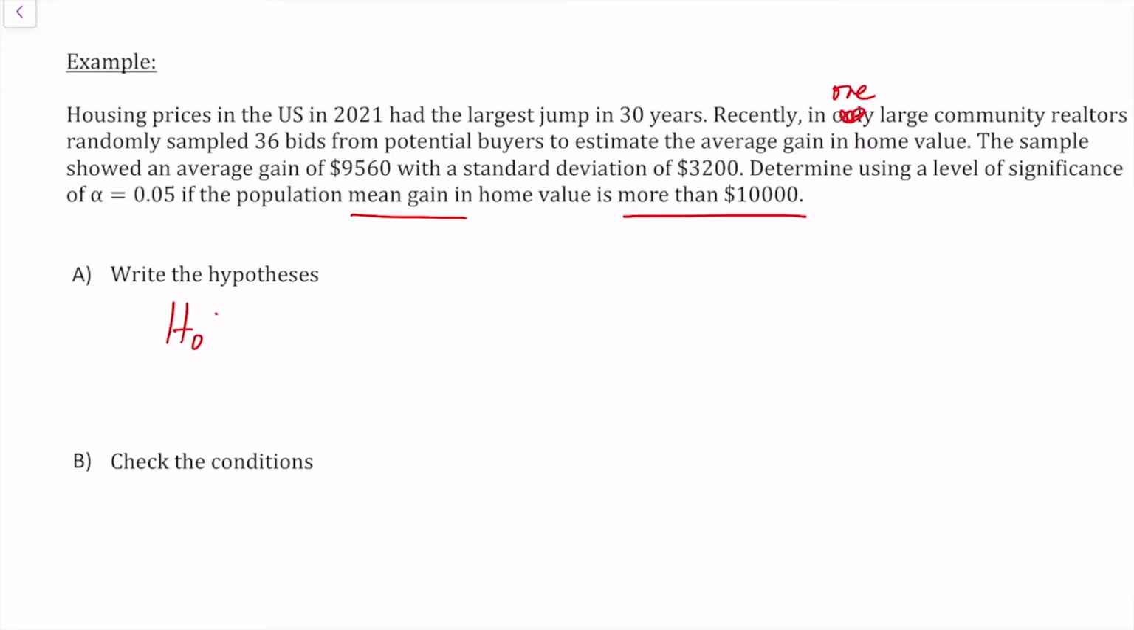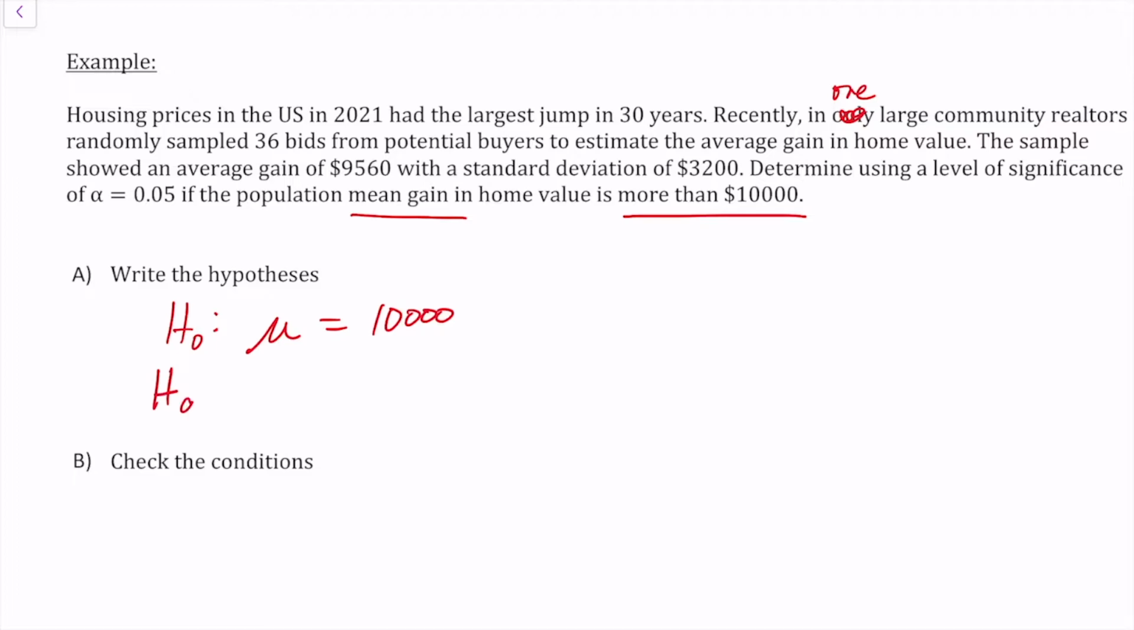So that means our null hypothesis will include the population mean parameter, the Greek letter mu, and the null hypothesis will always be an equals to. So the null hypothesis is saying nothing has changed. The null hypothesis will be that the mean equals $10,000.